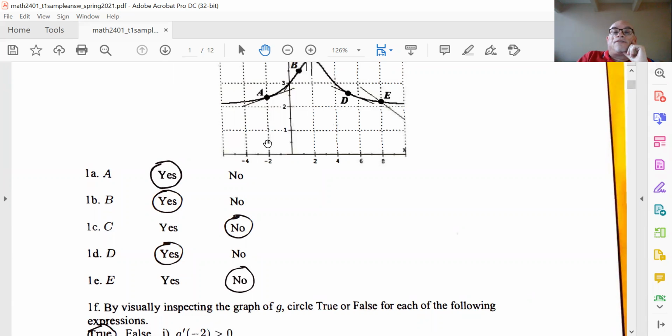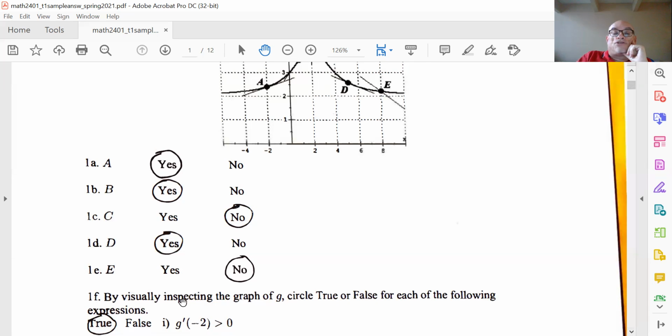There's -2 on the x-axis, and that indeed corresponds to that point A. What we want to know is, what about g prime of -2? Now look, if the prime is not there, you would just have g of -2. G of -2 just means the y value that corresponds to an x value of -2 on this curve. That would be something like 2.5, very close to 2.5. So g without the prime of -2 would be something like 2.5, and that is a positive number. So the answer here would be true if the prime is missing.